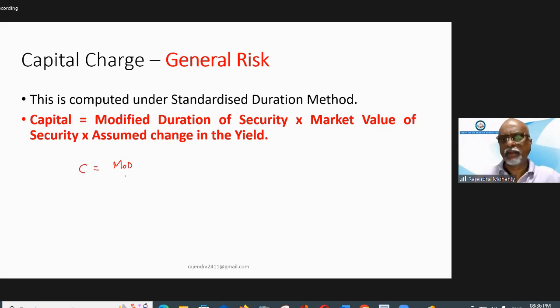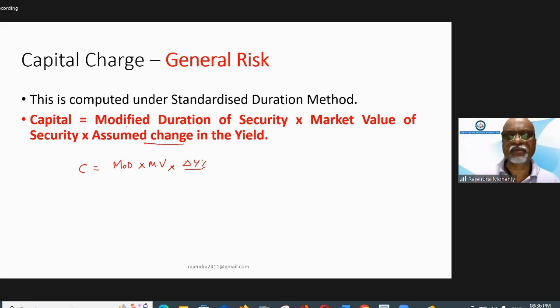Modified duration we have already discussed. So what is the modified duration of the security? It is the modified duration into the market value of the security into the assumed change in the yield. This is the assumed change, not the actual change, and this assumed change is given by the regulator.